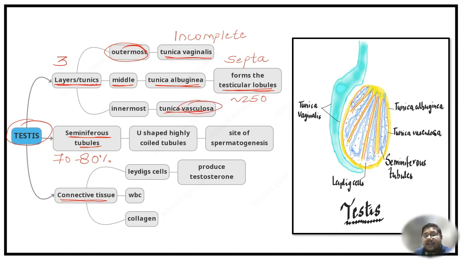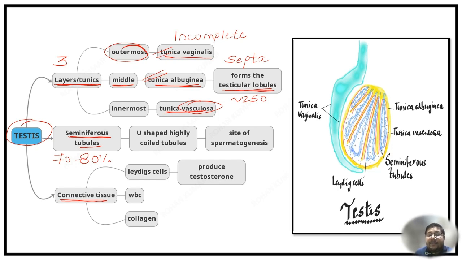It is called tunica vasculosa because vascular refers to blood supply, and this layer has a lot of blood vessels. So if we talk about the three layers, the outermost is the tunica vaginalis, and inner to tunica vaginalis we have this middle layer called tunica albuginea, which is important in the sense that it forms the septa of the testis and divides the testis into many lobules called the testicular lobules. And then inner to this layer, we have the tunica vasculosa. So these are the three layers of the testis.